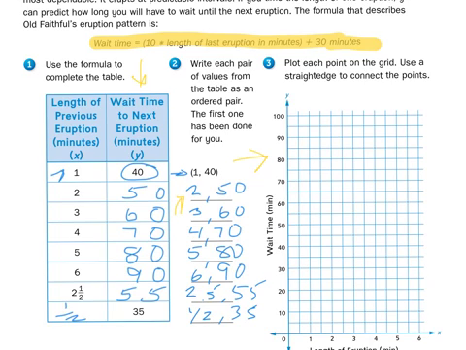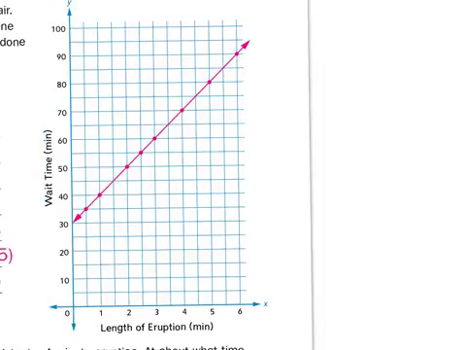Pause the video. Okay, boys and girls, here is the line that I have now plotted using those ordered pairs. And you can see that my line starts all the way there at the half a minute line and goes up to the 35. And then my last point is at 6 minutes. And the wait time is going to be all the way up top at 90. And notice that my line continues continuously because we could add more data to that table in the end.